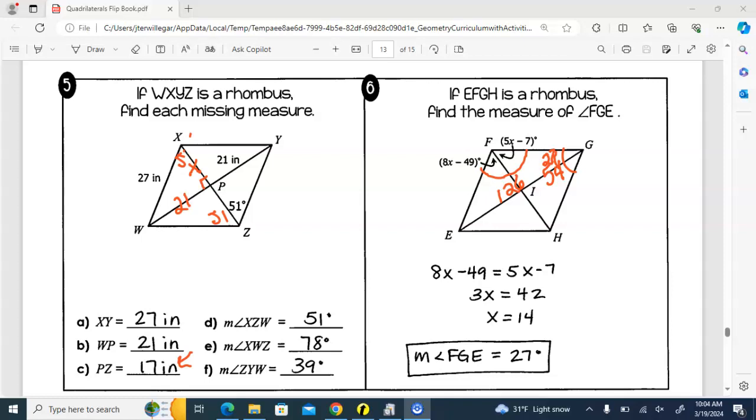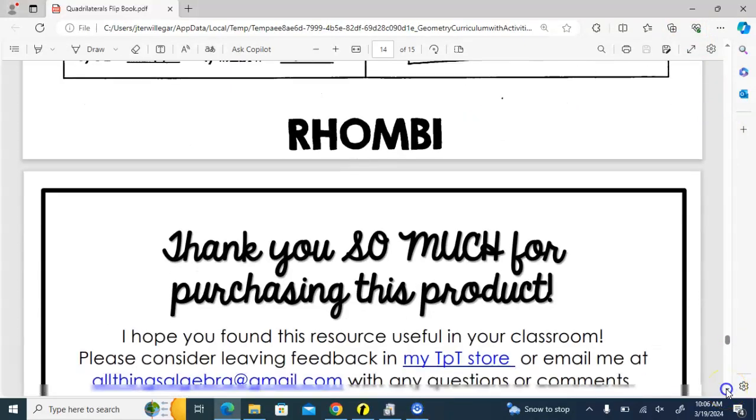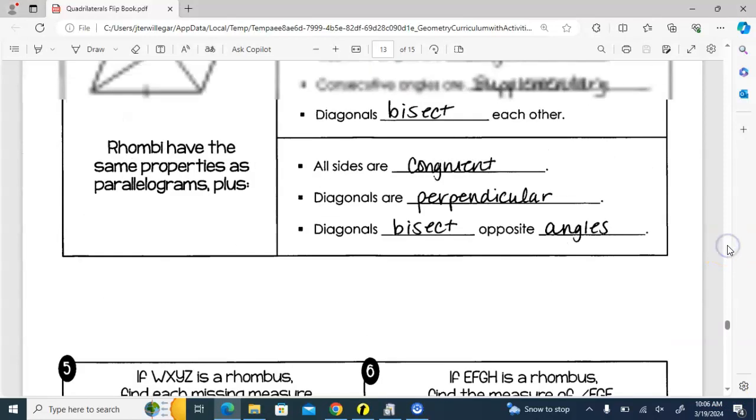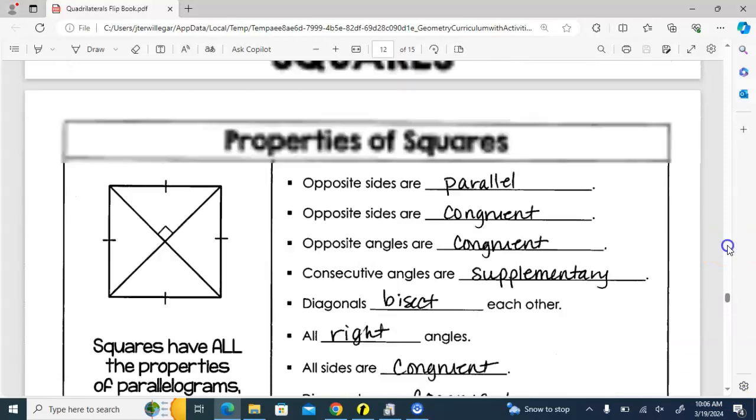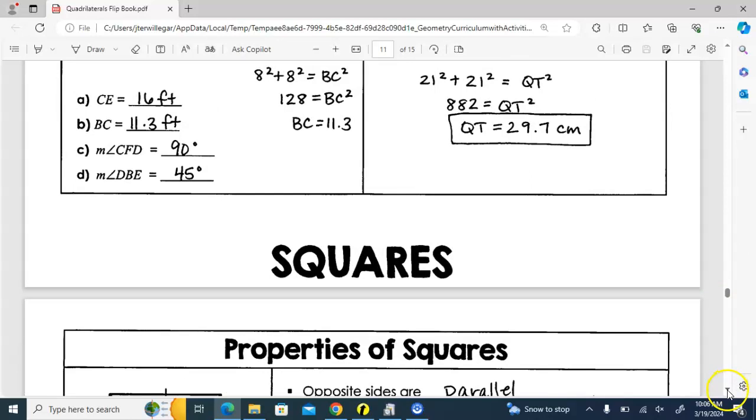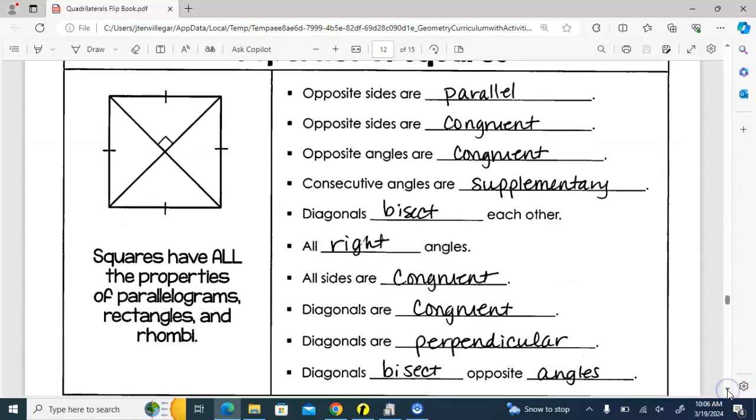All right, this was tricky. The quiz, I'm going to be a little bit more straightforward if you guys are okay with that. And then squares. Squares have all the properties. Squares, at least, are probably one of the more straightforward ones.